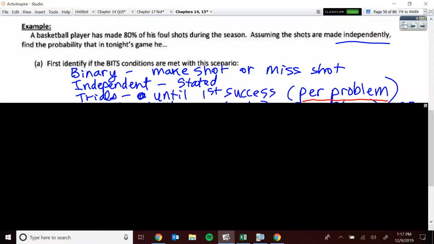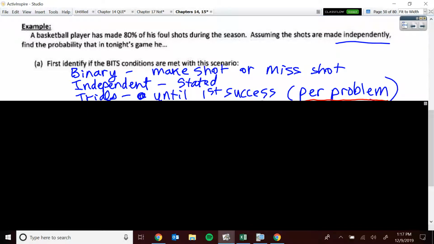The T going until the first success. I couldn't really say because this is just going to depend on the problems down below. So whatever on that.